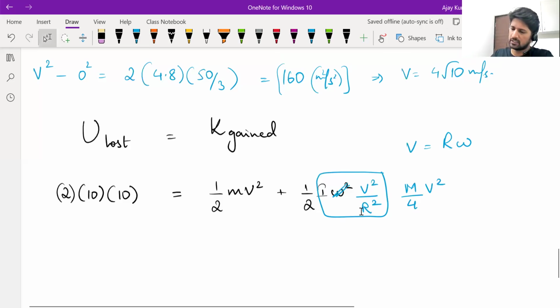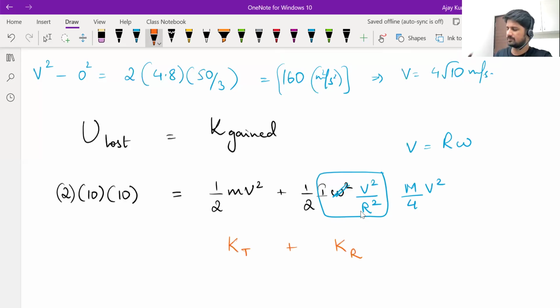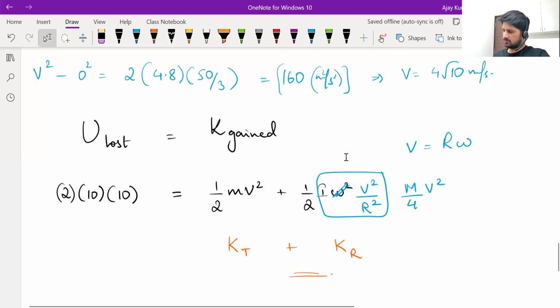But the only thing you need to keep in mind is that you have to include kinetic energy in translation plus the kinetic energy of rotation. So that is how you solve when friction is sufficient to prevent slipping.